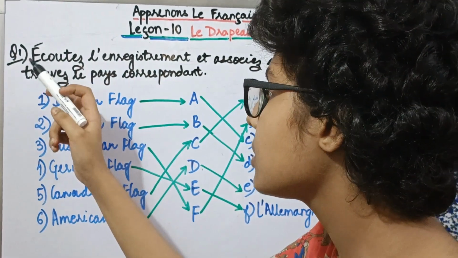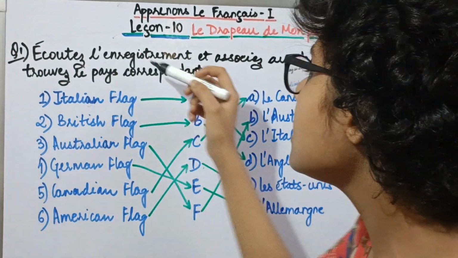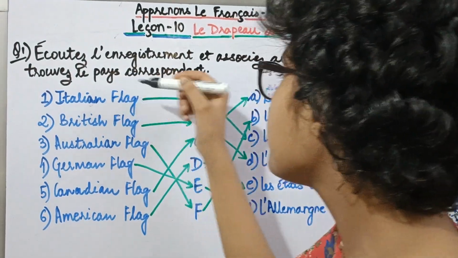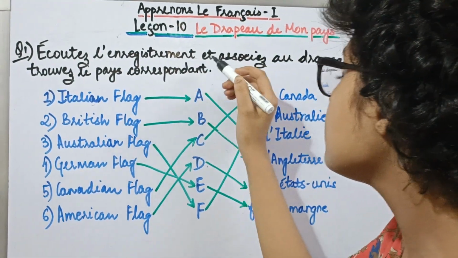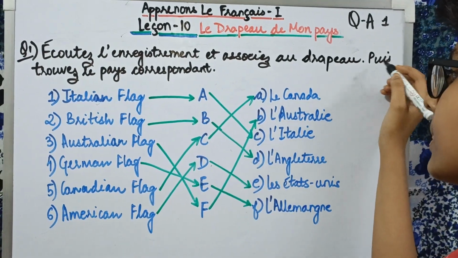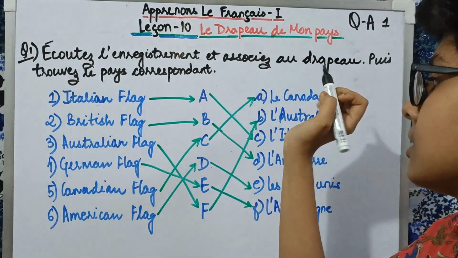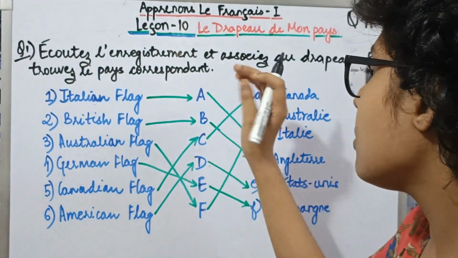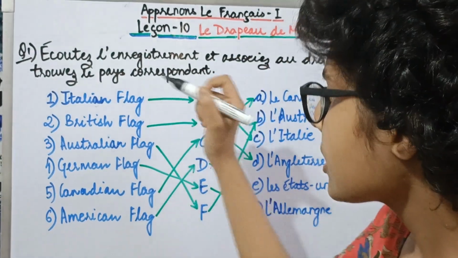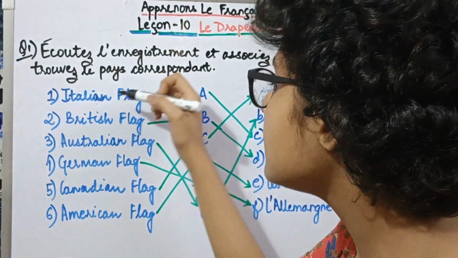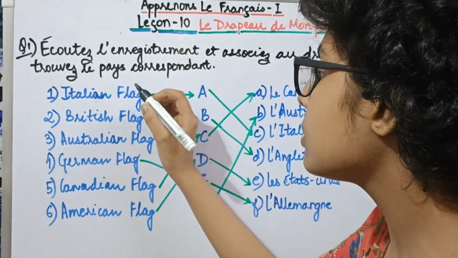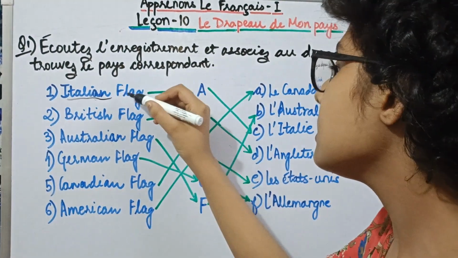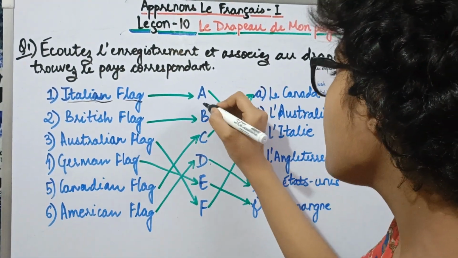So here we have the first question and let us read it out. Écoutez l'enregistrement et associez au drapeau, puis trouvez le pays correspondant. It means look at the flags and read the description, then match it with the country it corresponds to. So here we have the first till the sixth part, and now we'll see how we need to write the answer. In the first part, here we have the Italian flag written, but instead in your book the flag is made. Instead of doing that, I have just written the name of the country and its flag, and then we need to match it with its description.